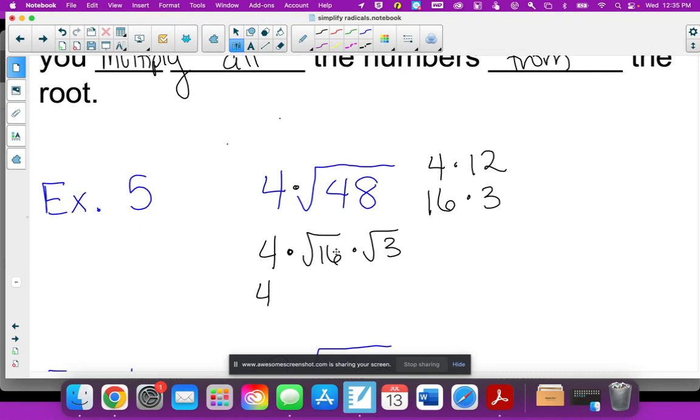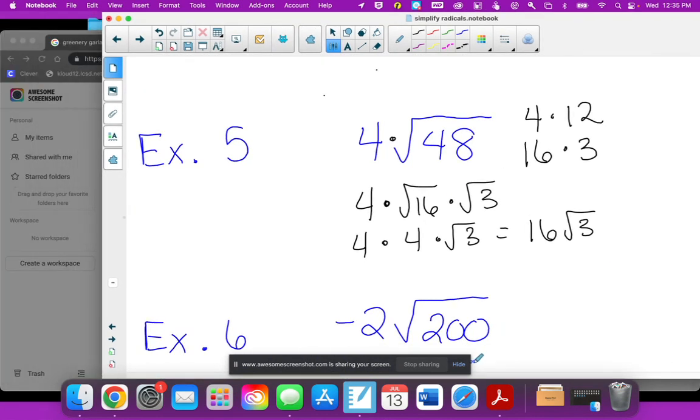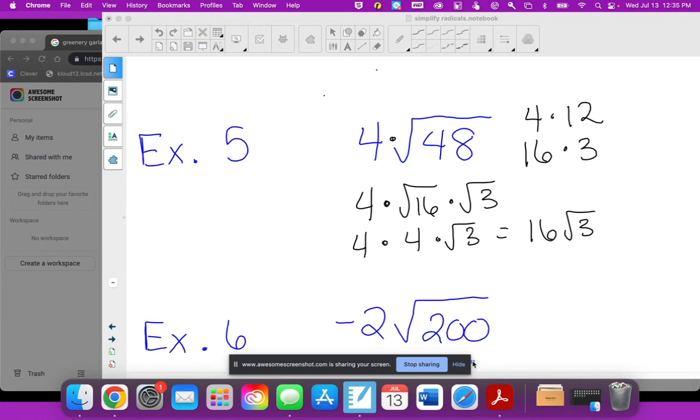I have a 4 there. Well, the square root of 16 is also 4, right? And then I have the square root of 3 left over. So when I'm finished, I do actually have to multiply my whole numbers. That's going to be 16 times the square root of 3. So it's the same process as far as simplifying. It's just you're multiplying your answer by the coefficient that's there. Okay, and yes, it actually works for negative numbers too, which we'll do one right now.